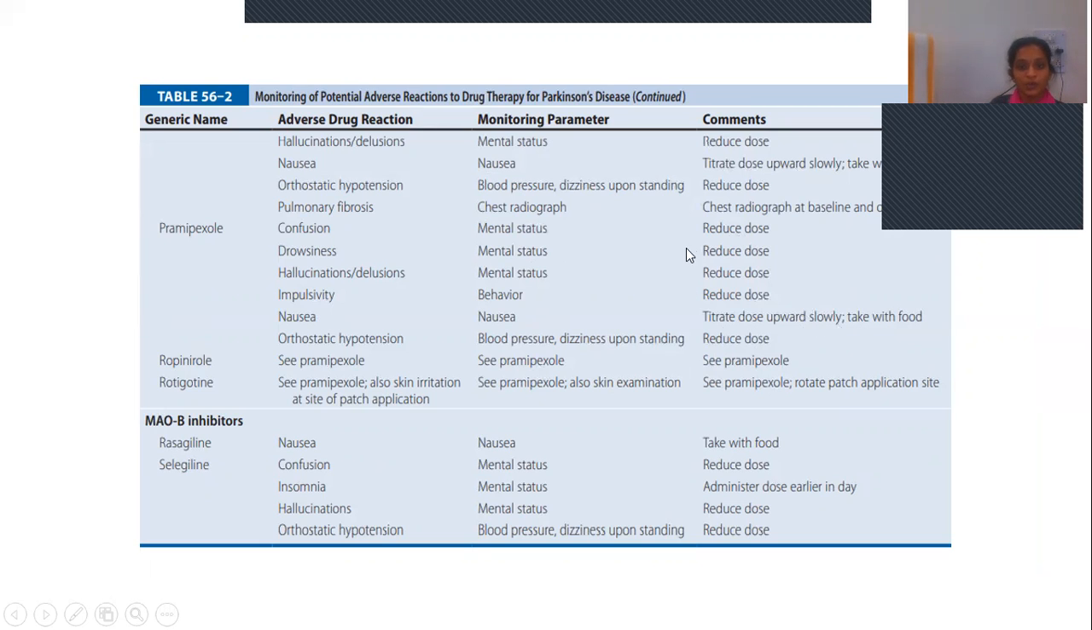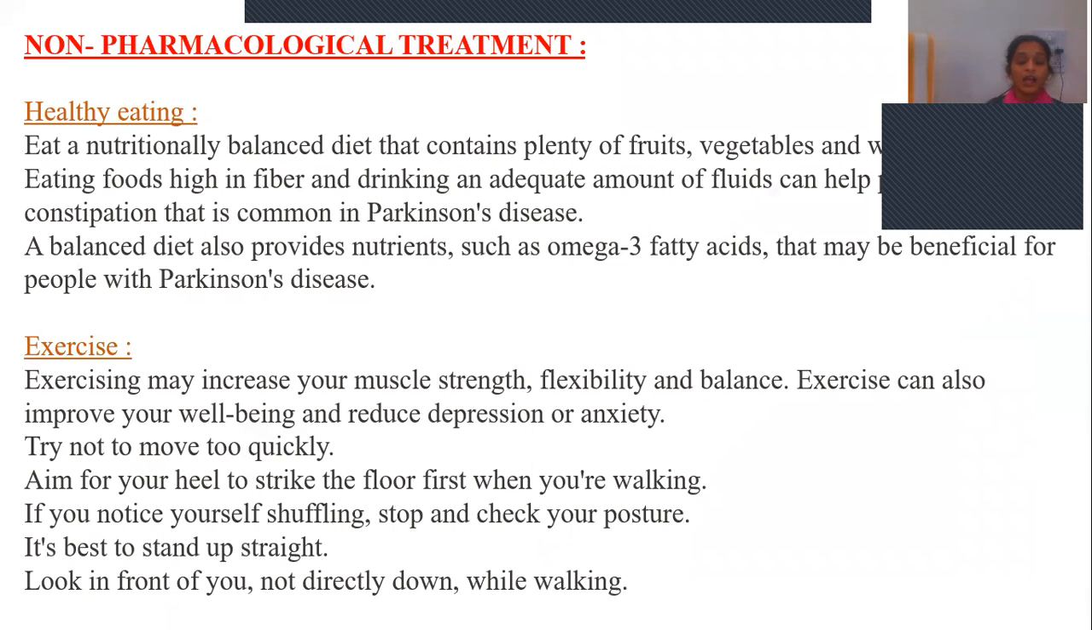So these were the things we have to check. And MAO-B inhibitors like rasagiline and selegiline. Rasagiline causes only one adverse effect, that is nausea, so we have to give it along with food in order to prevent that nausea. Selegiline causes confusion, insomnia, hallucinations, and orthostatic hypotension. So we have to regularly monitor mental status, blood pressure, and dizziness upon standing. If there is orthostatic hypotension, the patient will feel dizzy on standing, and in that condition we have to reduce the dose. So this is all about the pharmacological treatment.